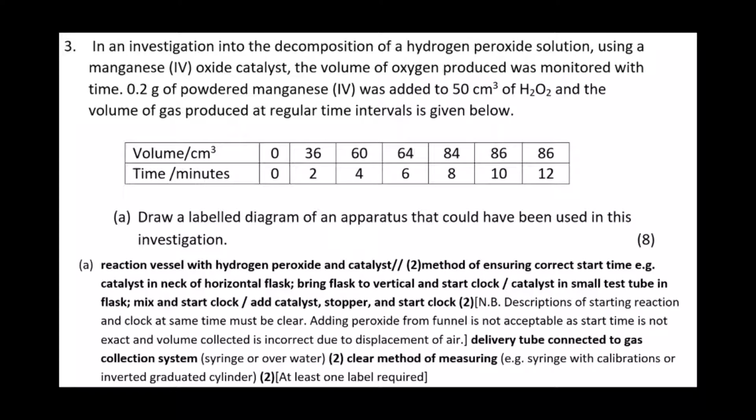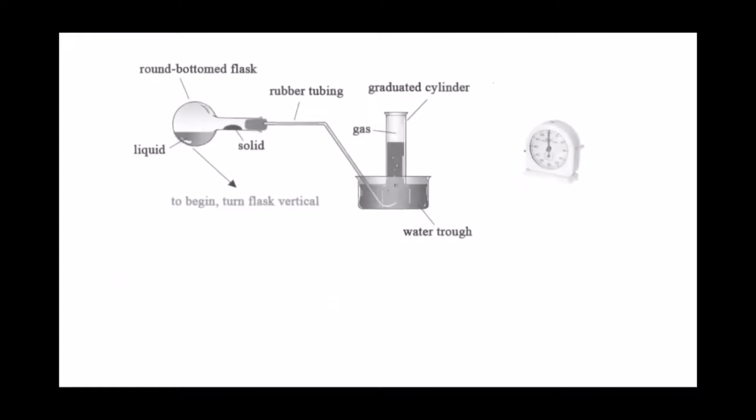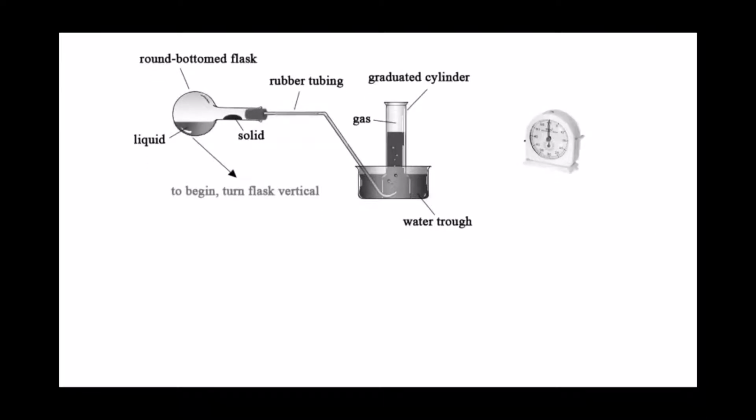Then you have the delivery tube connected to a gas collection system, which is either your upturned graduated cylinder or a syringe, and you have a clear method of measuring your volume, which is either a syringe or an inverted graduated cylinder. So you have 4 things necessary there to get the 8 marks. We have an example here of what a diagram could look like, where you have the flask sideways. Now that is a round bottom flask, but a conical flask is fine as well. So that's an example of what a diagram might look like.